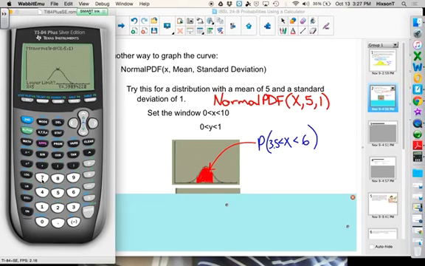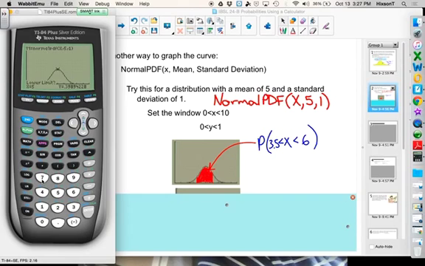Now, yours, I think you need to hook up to your computer and do a little update. If your Nspire is not letting you type in values for your lower bound and upper bound, you need to do a little update. Plug it into your computer, go to the TI, Texas Instruments website, and look for an update.